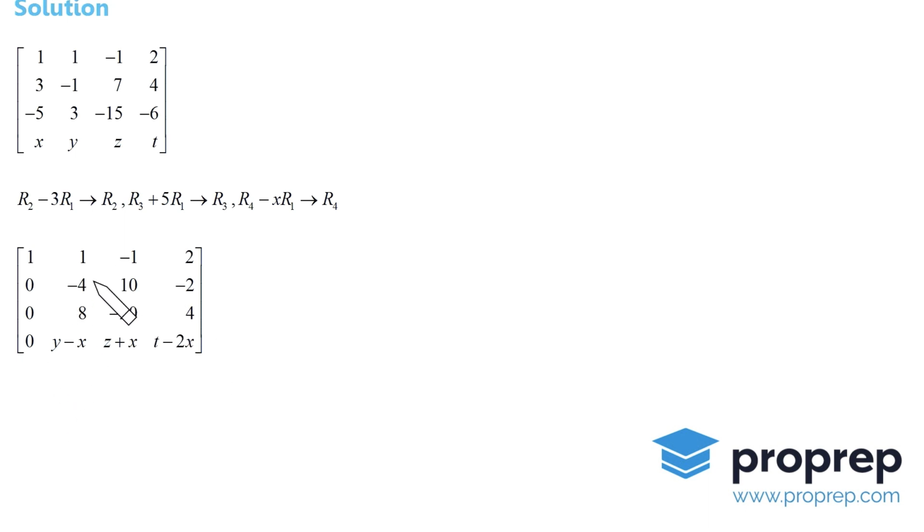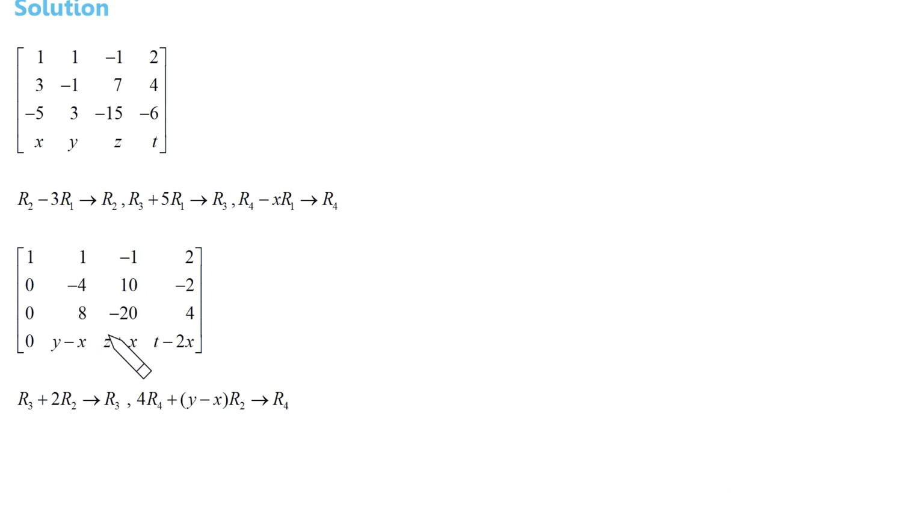Now we have zeros here. Now next we want a 0 here and here. And so what we'll do is, to get a 0 here, we'll just add twice the second row to the third.